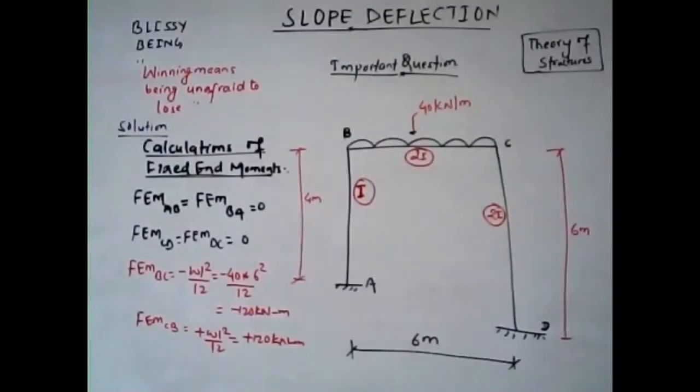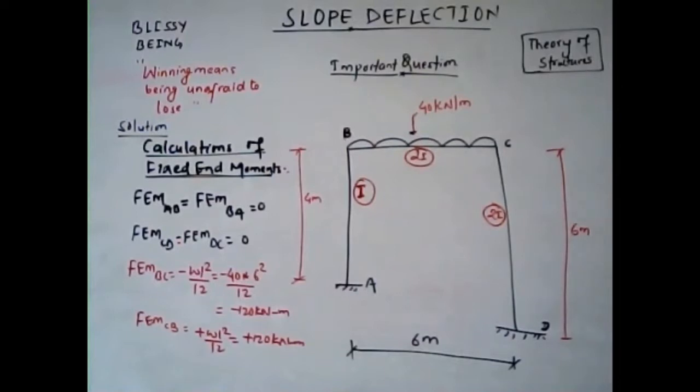Now friends, at first we need to assume the different points in the given frame. So we assumed and named them A, B, C, D in the given frame. Now we need to first find the fixed end moments. So for solving slope deflection, we need to find the fixed end moments in AB, BA, CD, DC, BC and CB.